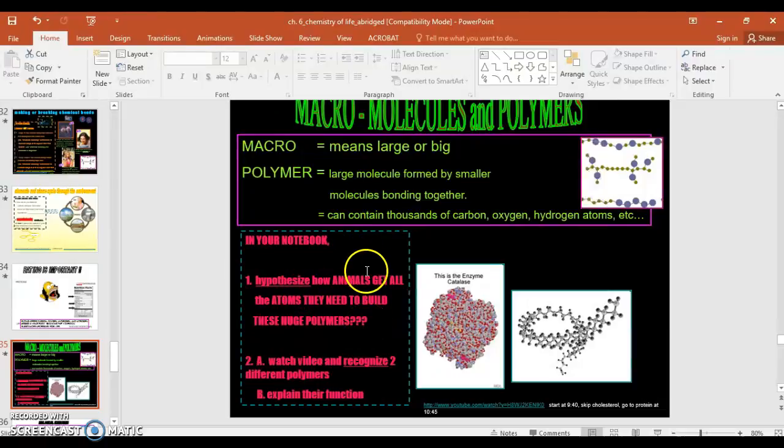Here it says, hypothesize how animals get all the atoms they need to build these huge polymers. Well, we just talked about that a couple minutes ago. So if you want to rewind the video and listen, you have yourself your answer. But again, with a hypothesis, it's just your best effort to explain what you think. It's a way for you to show your thinking to me.